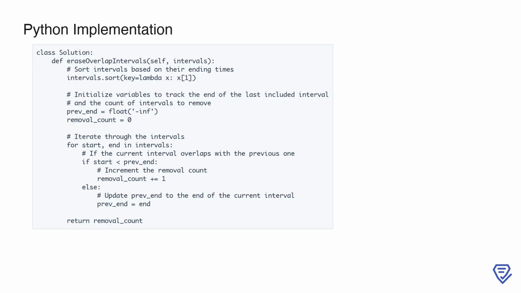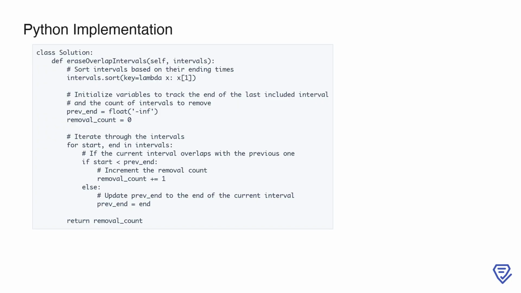3. Iterating through intervals. The code iterates through each interval, start, end, in the sorted list. If the current interval start is less than prev_end, it means the interval overlaps with the previous one. Therefore, the removal_count is incremented to remove the overlapping interval. If there is no overlap, the current interval is included, and prev_end is updated to the current interval's end. 4. Returning the result. After processing all intervals, the removal_count contains the minimum number of intervals that need to be removed to eliminate all overlaps.